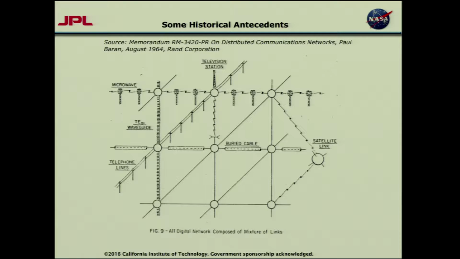So a few pictures from some of those talks. So this is the all-digital network, Paul Baran's diagram. And so in the picture you'll see actually a heterogeneous network of television stations that function as network devices, also buried cables, and also a satellite link on the far right. And so you have this network that's composed of a mixture of links. And so I found this picture from 1964. Some references say 1962. I found it really interesting.